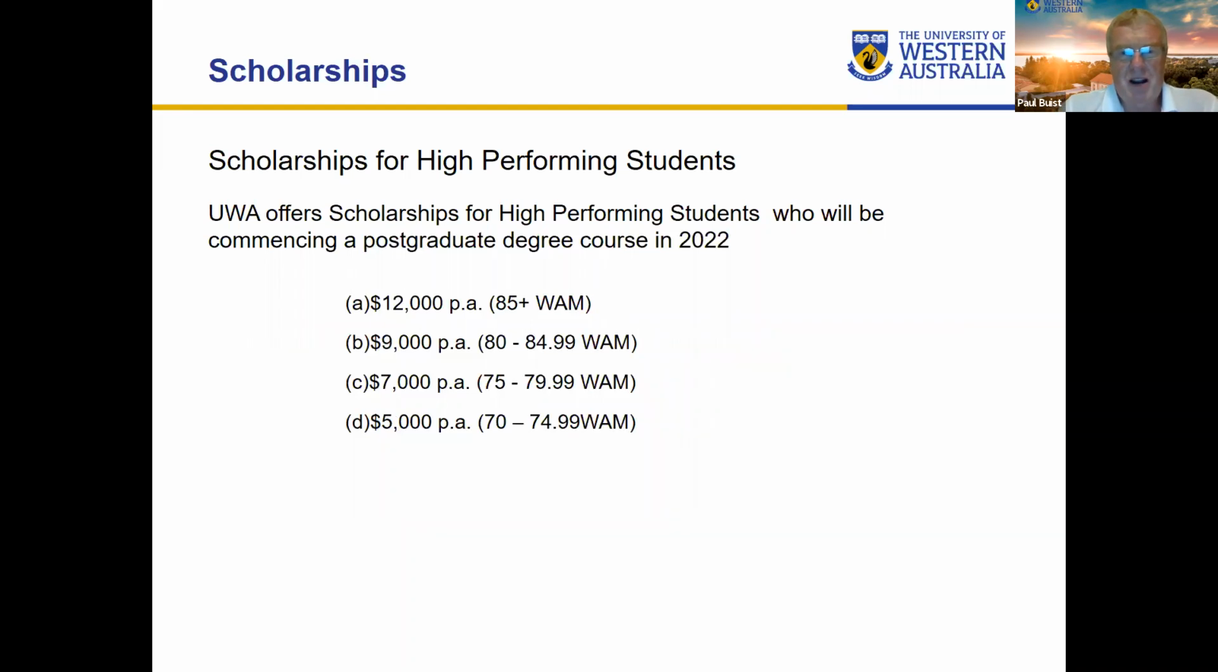For postgraduate students, we also offer similar scholarships. So if you average between 70 to 74.99, it's 5,000. 75 to 79 is 7,000. 80 to 84 is 9,000. Above 85 is 12,000. So whether you're doing a bachelor's degree or a master's degree, you're eligible for the scholarships. They're available for most degrees. There are some exclusions though, like medicine students, for example, are not eligible, and there's a few other degrees that are not eligible, but most degrees are eligible for these scholarships.